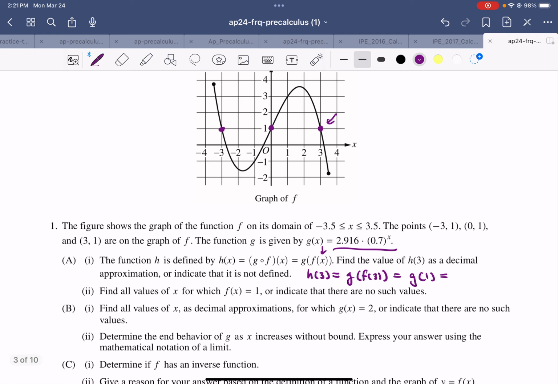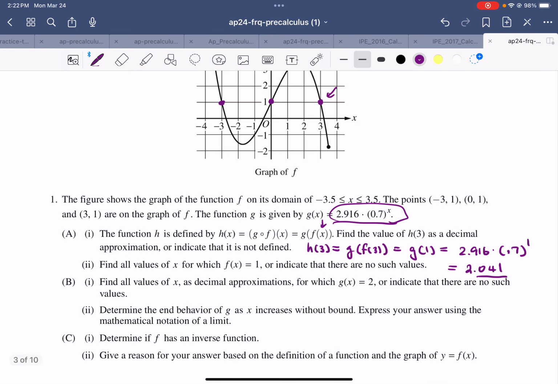So you plug it into this one here, right? 2.916 times 0.7 to the power of 1. Once you plug it in the calculator, you will get around 2.041. Three decimal places is the standard in the AP test, so make sure you put it like that.